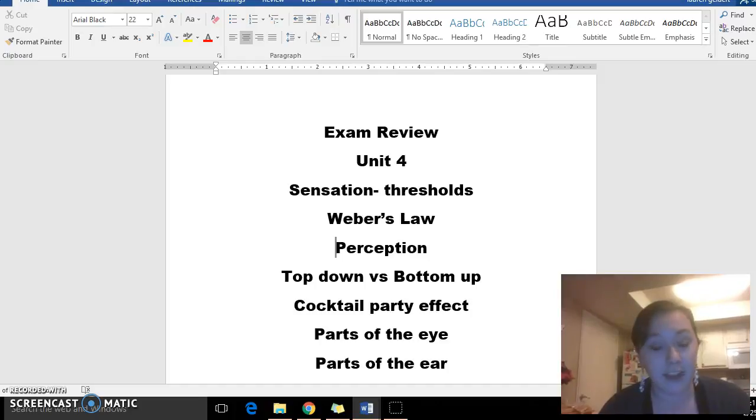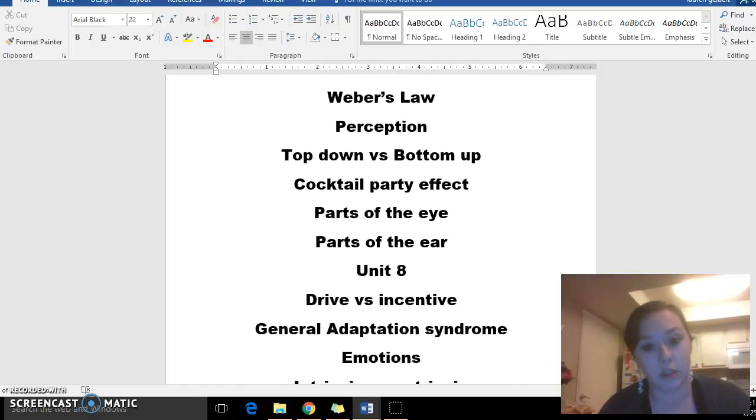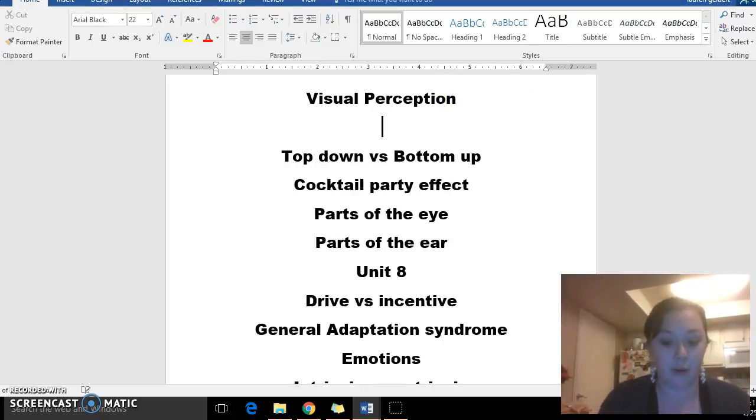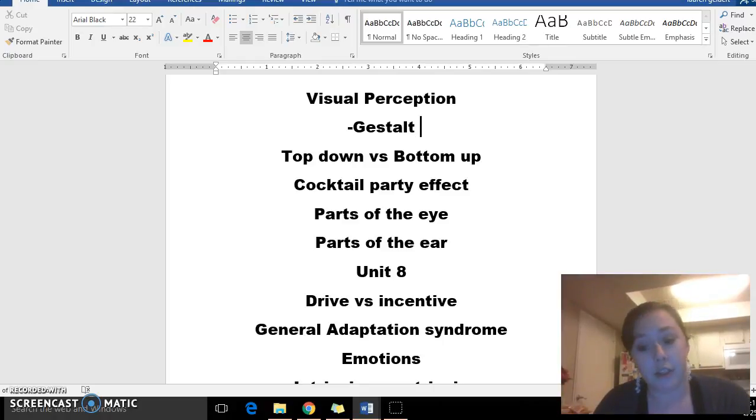Now, perception, how it affects us, how it affects how we perceive the world, and you may also want to look over visual perception, and I would definitely focus on gestalt. I think I'm spelling that right. Yeah, there we go. Also, you'll need to review top down and bottom up processing. That was missed a lot on your quiz for Unit 4 from a majority of the class. Make sure you understand the difference and how one might use that in a situation, because there are application questions on your test that deal with both of these topics.